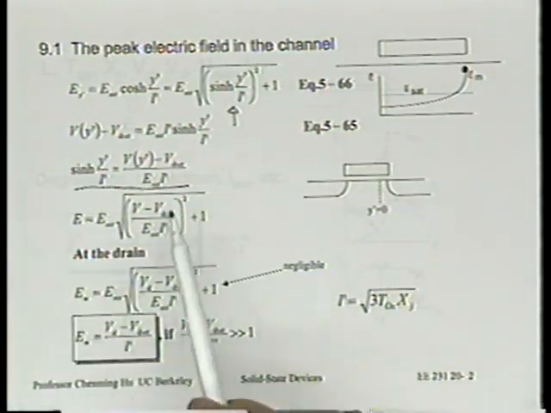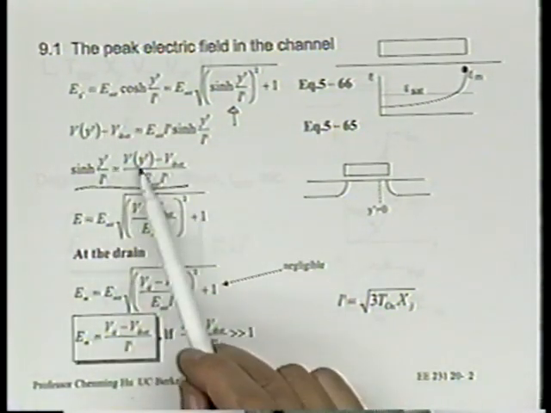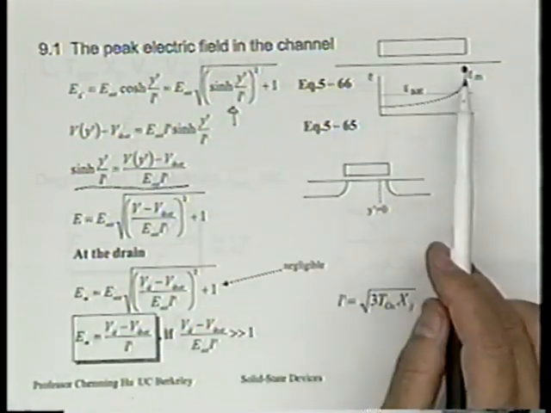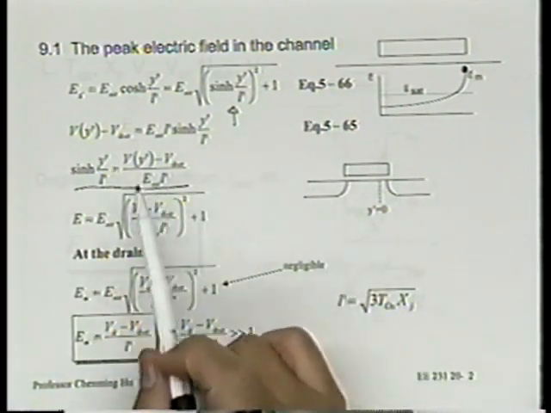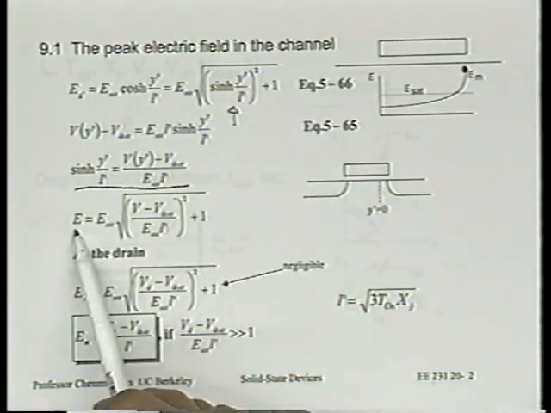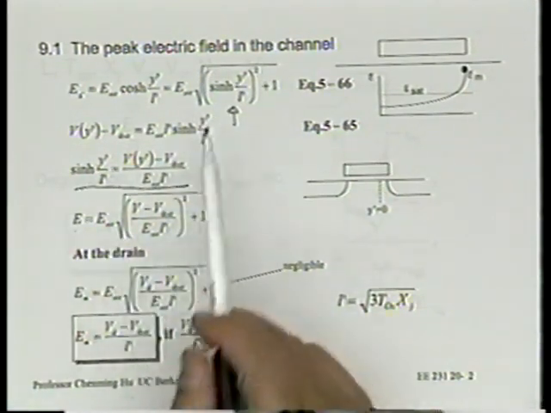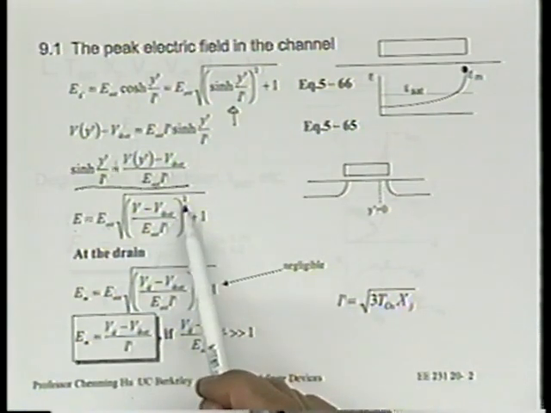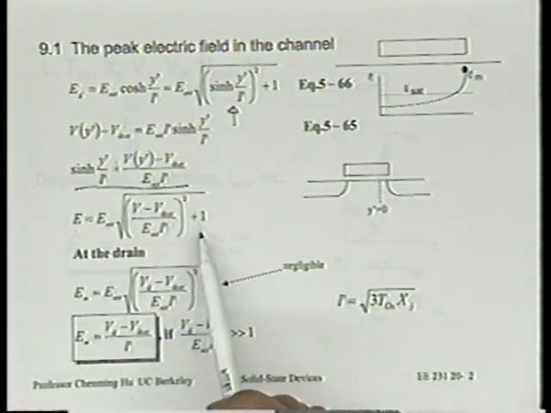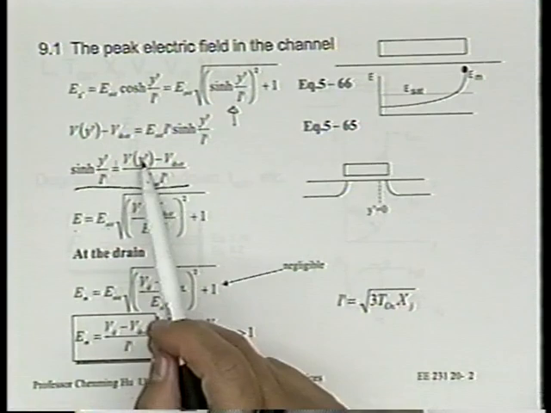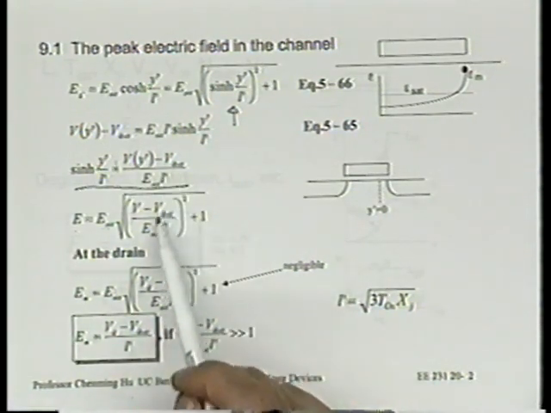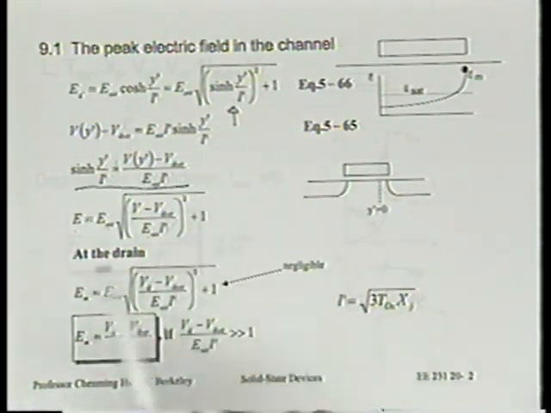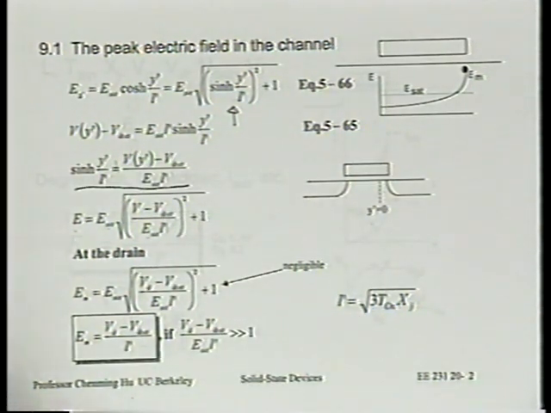Next, we're going to replace this hyperbolic sine function using this relationship. As a result, we can express the electric field as a function of V, not as a function of y. We really don't want it as a function of y. We want to know it as a function of V. And if you do that, it turns out the result is this. E is equal to E sat, that same E sat here, times the square root of, the hyperbolic sine function is replaced by this to the second power, plus 1. So what we'll put here is V minus VD sat over E sat L prime, squared, plus 1. You see that? Now, why do we do that?